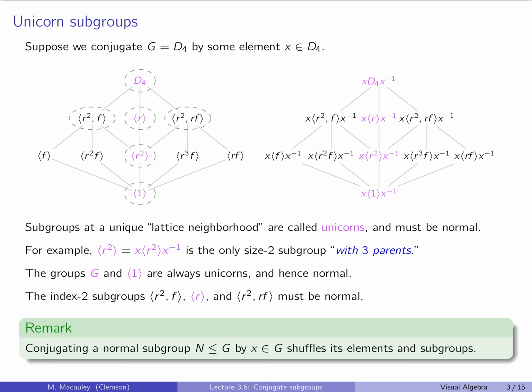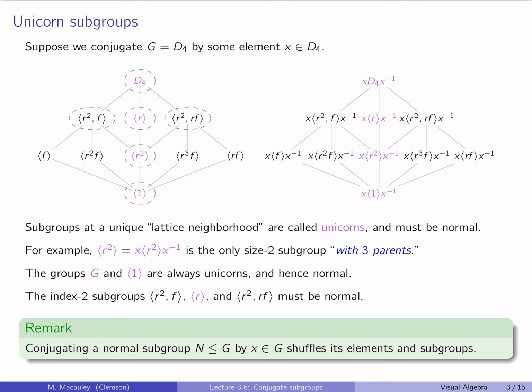Consider a group G. I'll use D4 for an illustrative example, and suppose that we conjugate it by some unknown element x. Let's compare the subgroup lattices of G and the subgroup lattices of its conjugate. Conjugating G is going to conjugate all of the internal subgroups, and so this might shuffle around the subgroups of a certain order.